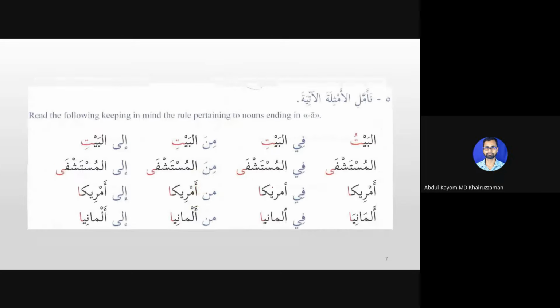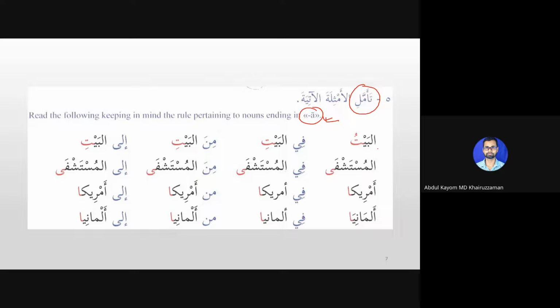So we have learned. Then next we have ta'ammal al-amthilatal atiya. Ta'ammal is a command, meaning ponder, make a note. So while reading, you have to ponder about it. Read the following, keeping in mind the rule pertaining to nouns ending in long a. So we have to keep in mind how to read that.